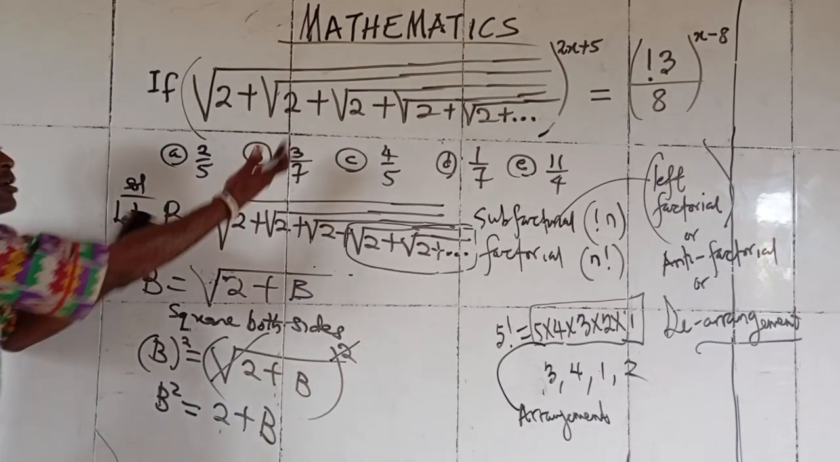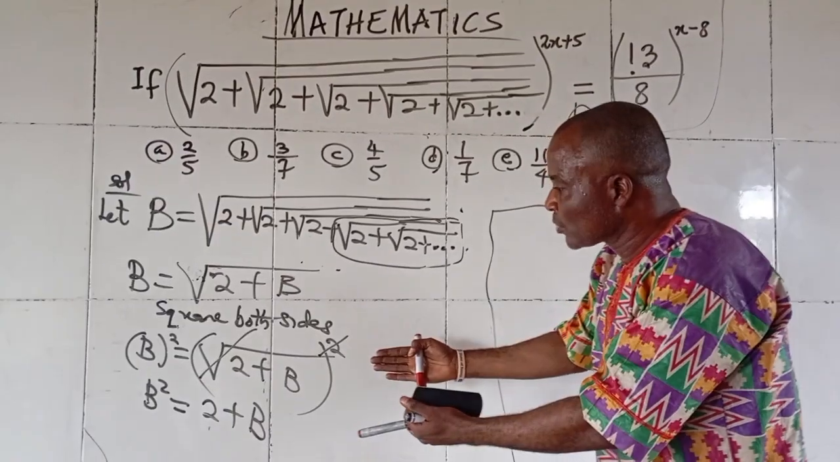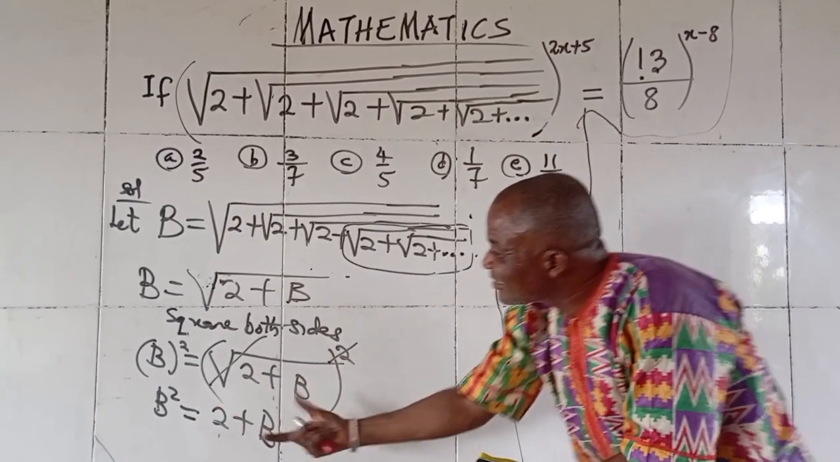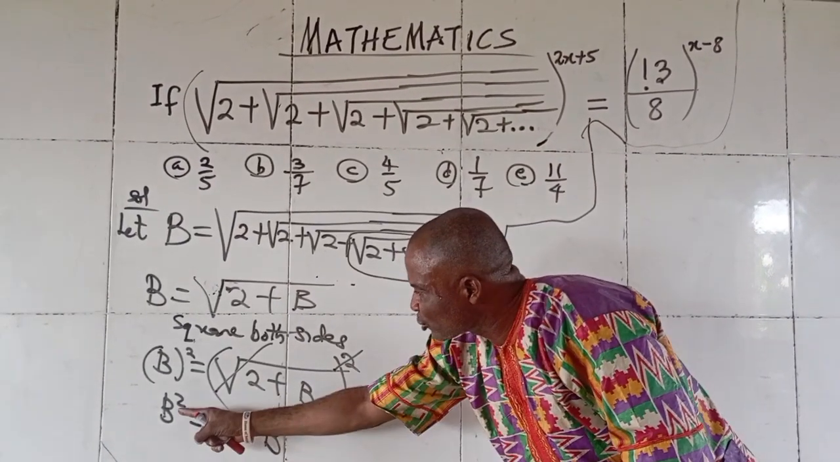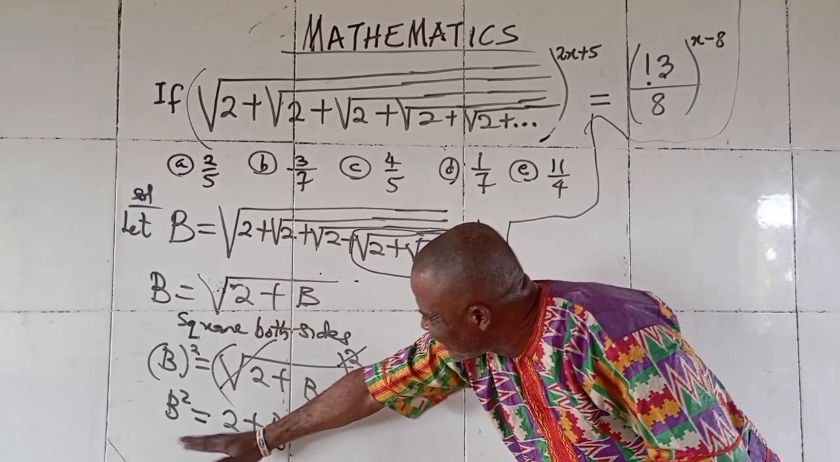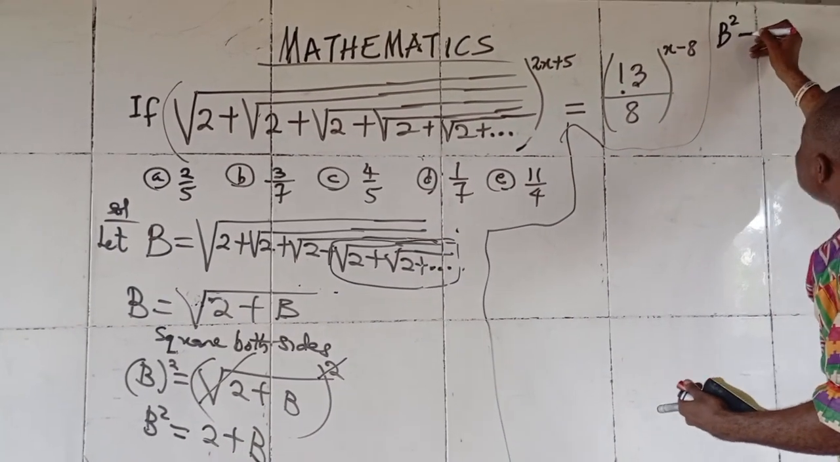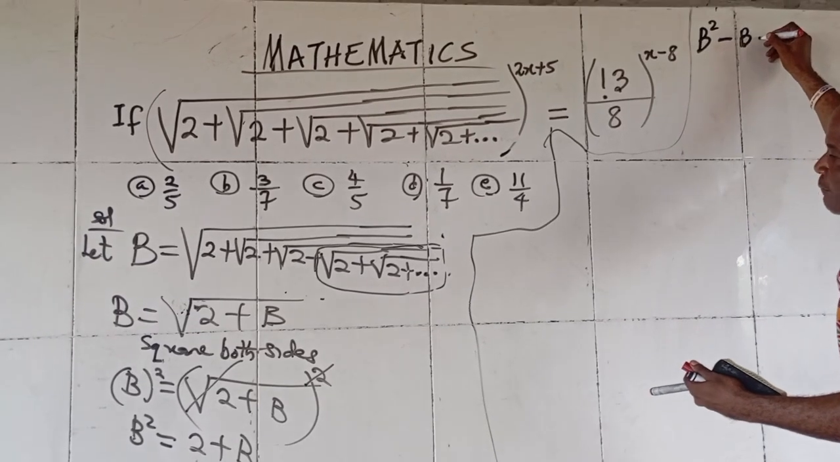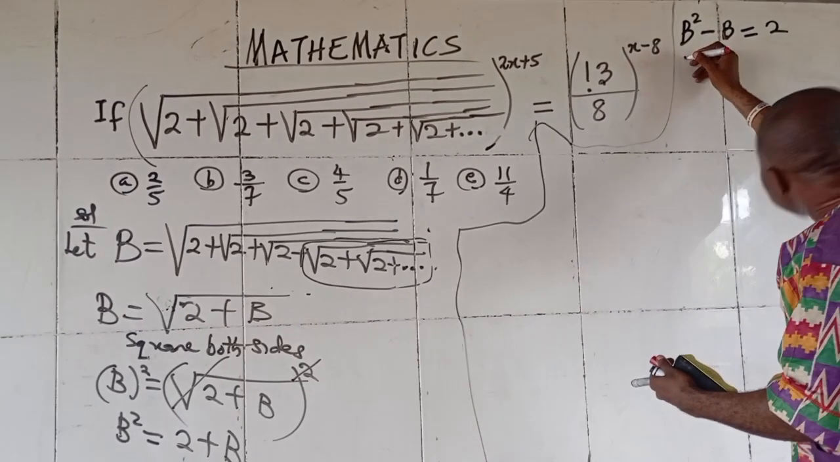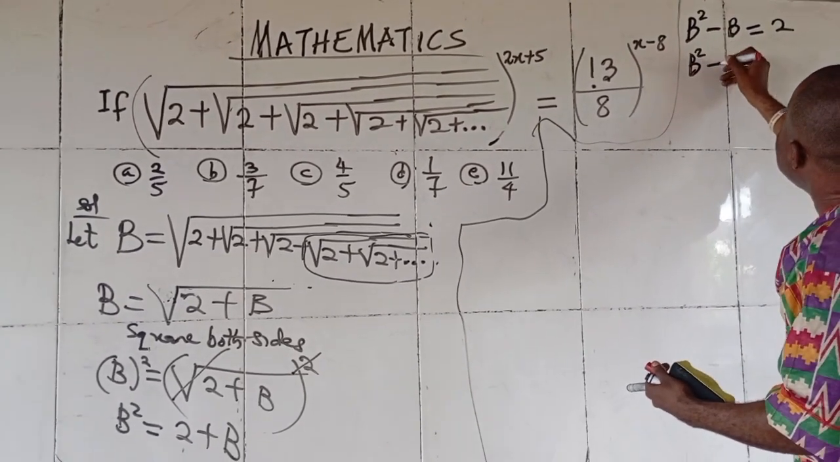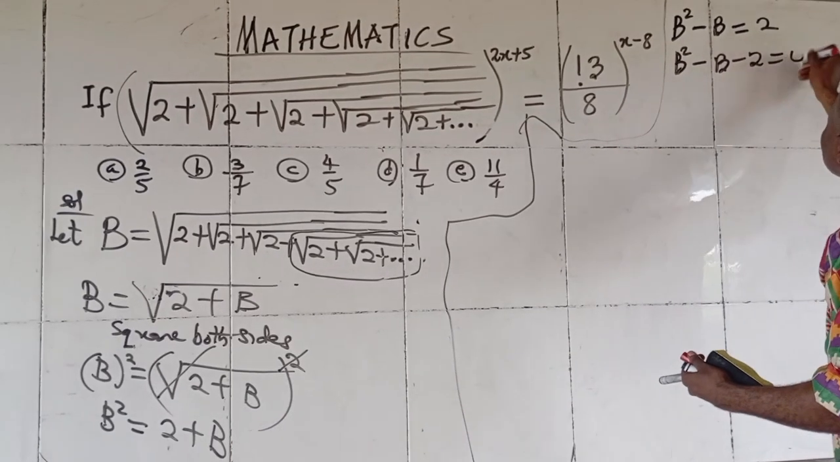I'm still trashing out the left hand side. Now I'm going to rearrange. This is a quadratic form. Why? Because of this power 2. I will rearrange this equation. I will now say B squared minus B equals 2. I will now rearrange properly. B squared minus B minus 2 is equal to 0.